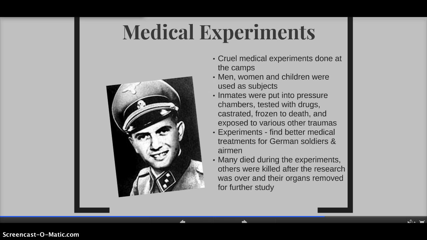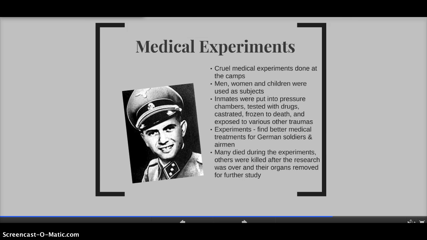And supposedly, these experiments were to find better medical treatments for German soldiers and airmen. Many people died during the experiments, and others were killed after the research was over and their organs were removed for further study.